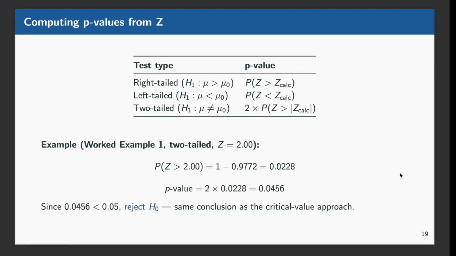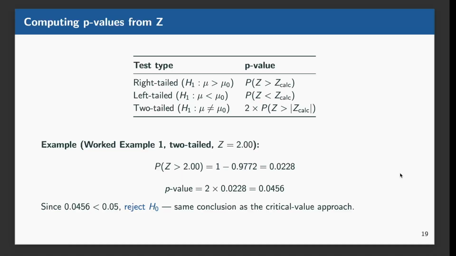The exact recipe for computing a p-value depends entirely on which tail type you are dealing with. For a right-tailed test, the p-value is the probability that z exceeds our calculated value. For a left-tailed test, it is the probability that z is below our calculated value. For a two-tailed test, you double whichever one-tailed probability you get, since either extreme in either direction counts as evidence against H0.